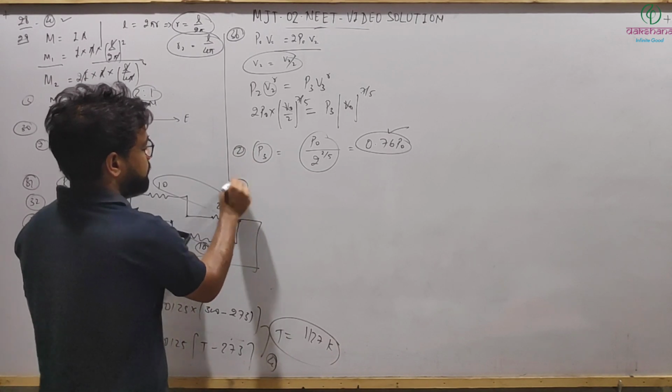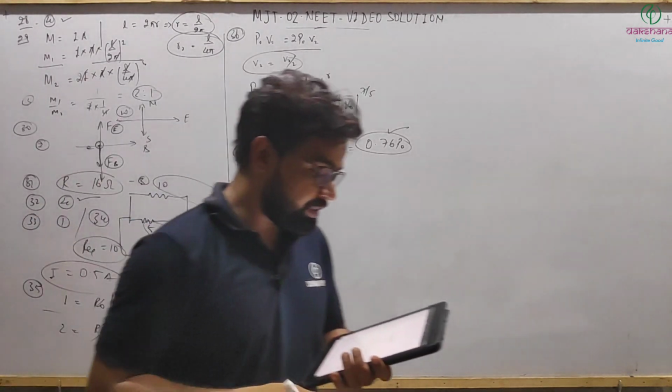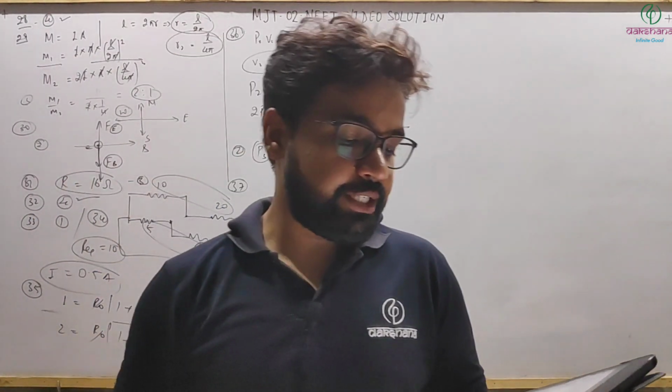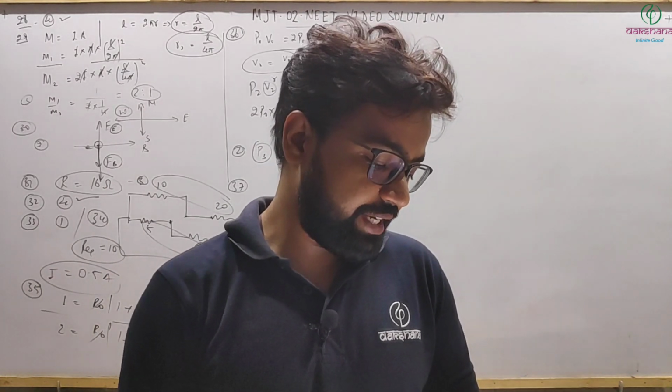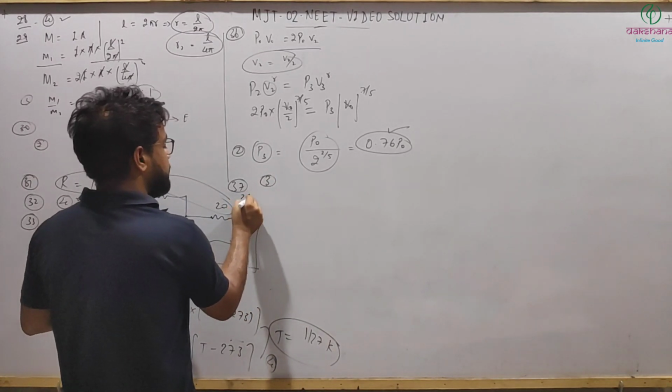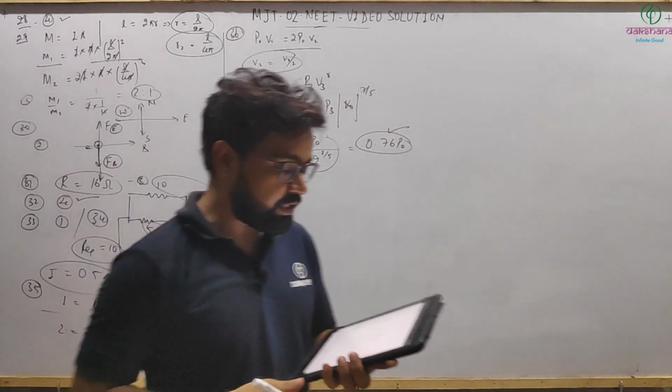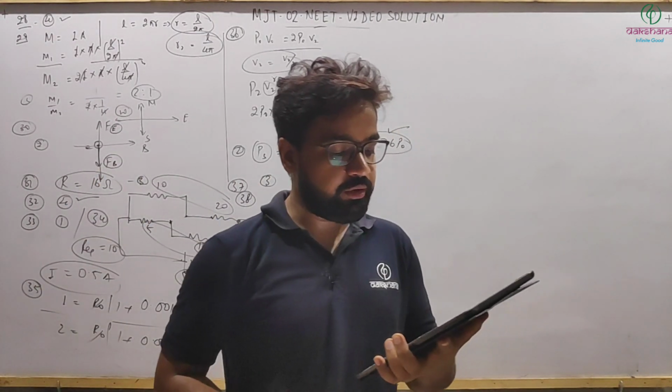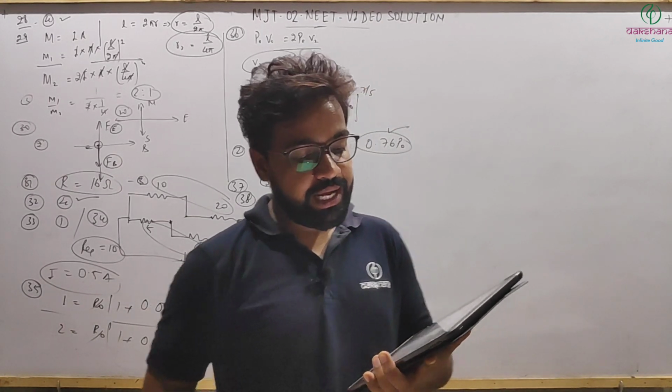Question number 37. Which device can convert all electrical energy into heat? Thermocouple, no. Radiator, generator, resistance. Simply. Question number 38. At what temperature RMS velocity of O2 molecule will be 1/3 that of H2 molecule?